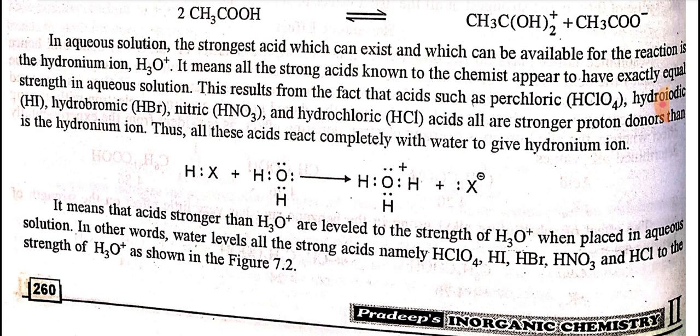It means that the acids stronger than hydronium are leveled to the strength of the hydronium ion when placed in aqueous solution. In other words, water levels all the strong acids, namely HClO4, HI, HBr, HNO3, HCl, to the strength of the hydronium ion, as shown.